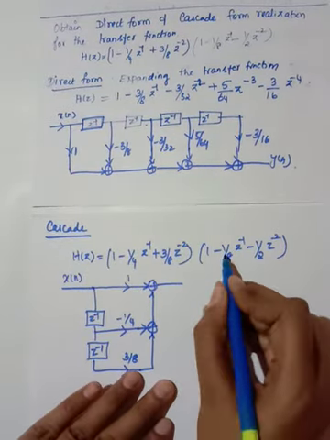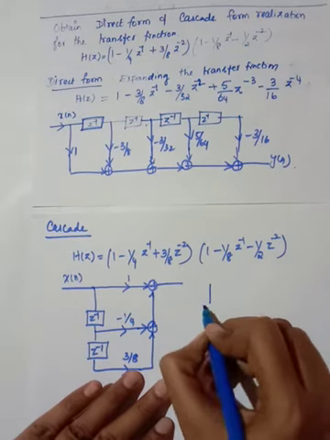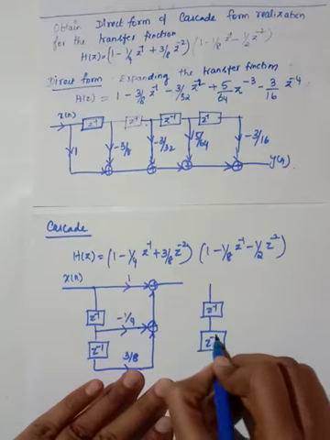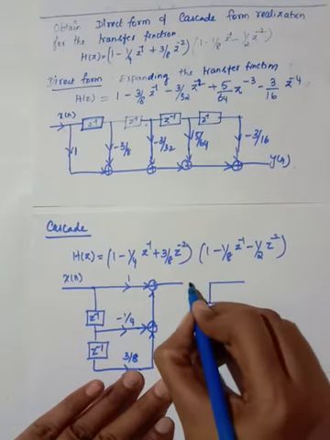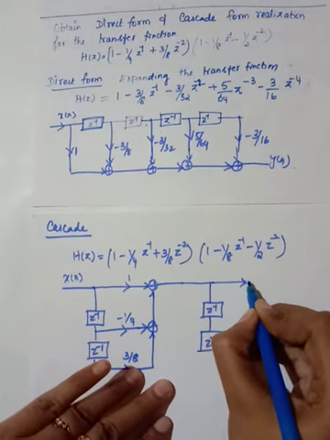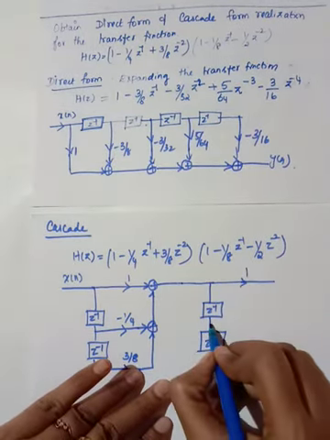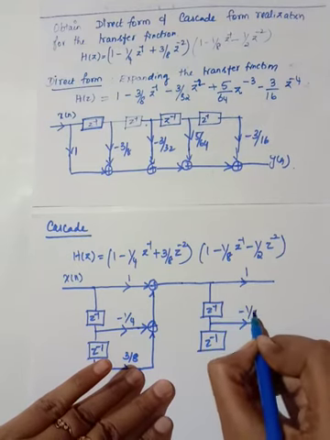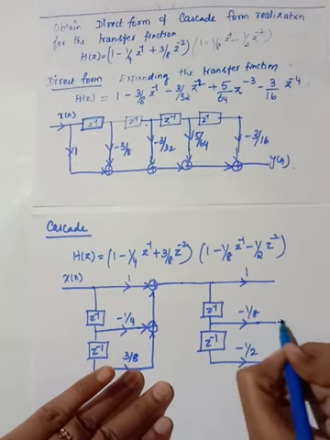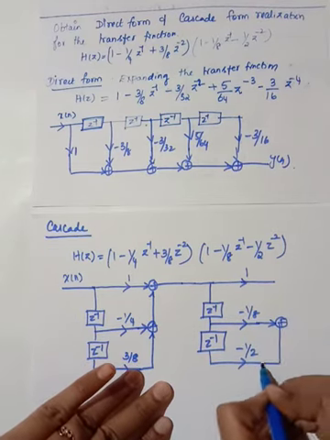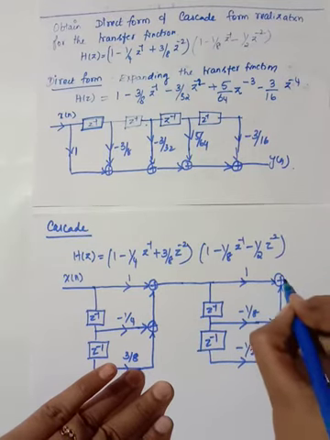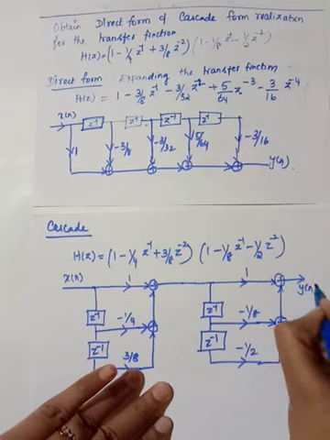In order to realize this in a similar manner, how many delay elements are required? 2 delay elements are required, so you draw 2 delay elements. The output of this is fed as an input to this. The first coefficient is 1, the second coefficient is 1 by 8 and the third coefficient is minus 1 by 2. It is going to add using an adder. Here also there is one adder. So this is your final output.